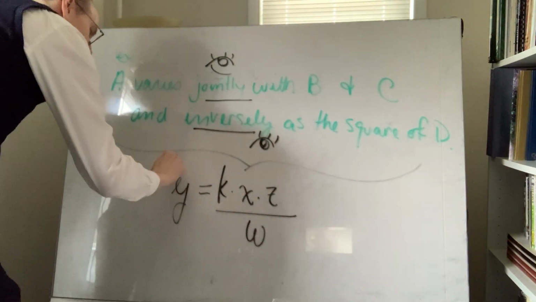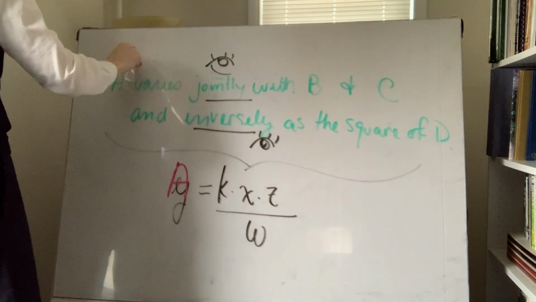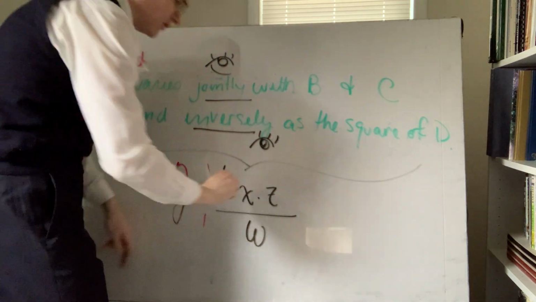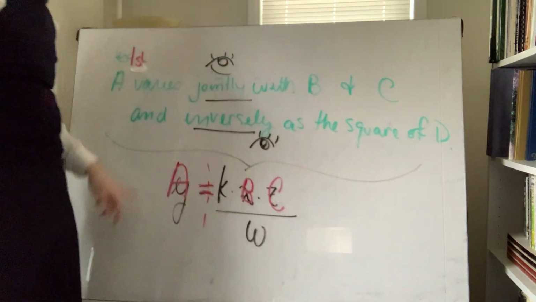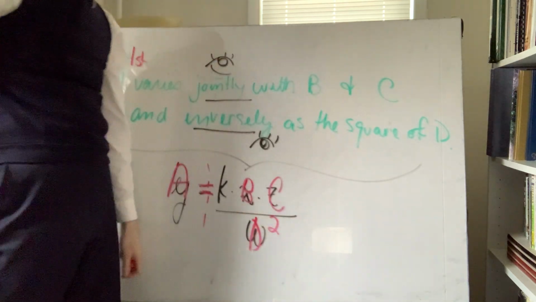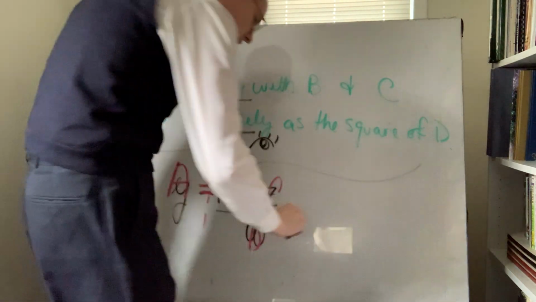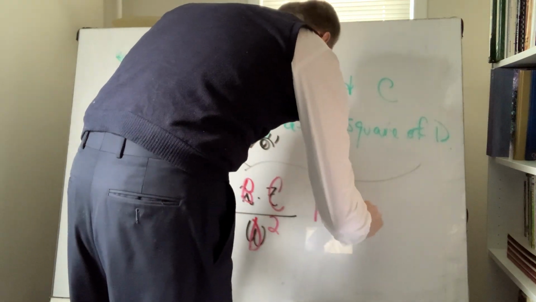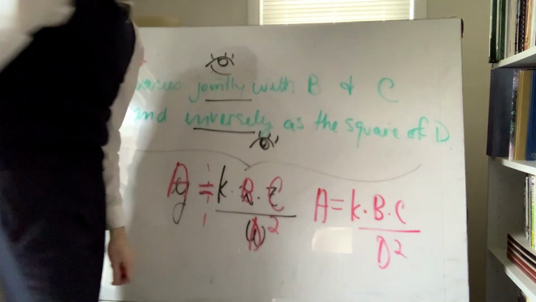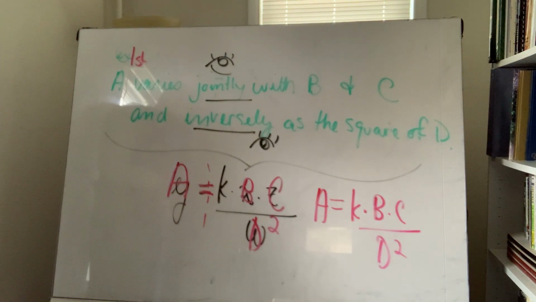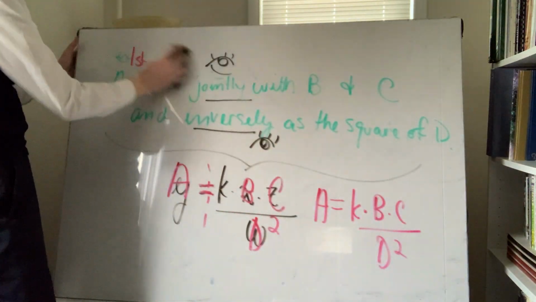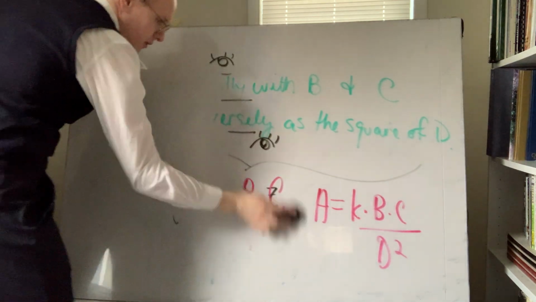A is first, so it intuitively is written on this side of the equals. Jointly as B and C, and inversely as the square of D. So it's going to be D again, but the square is going to be down here. A little bit nicer and neater is A is equal to K times B times C over D squared. Now, having gotten that, let me erase this for the sake of space and clarity, hopefully.